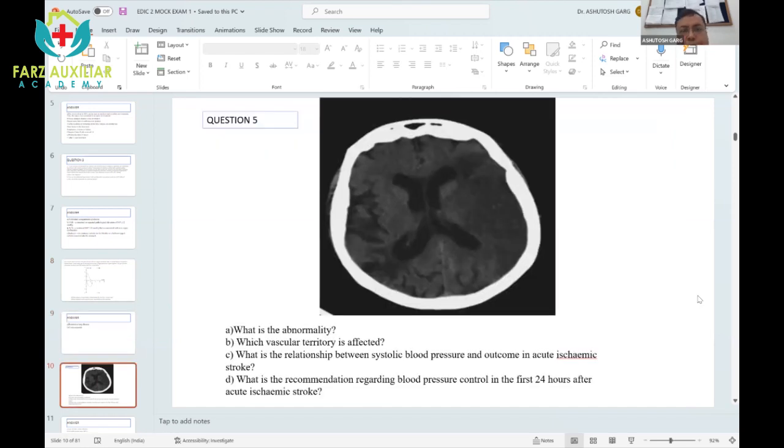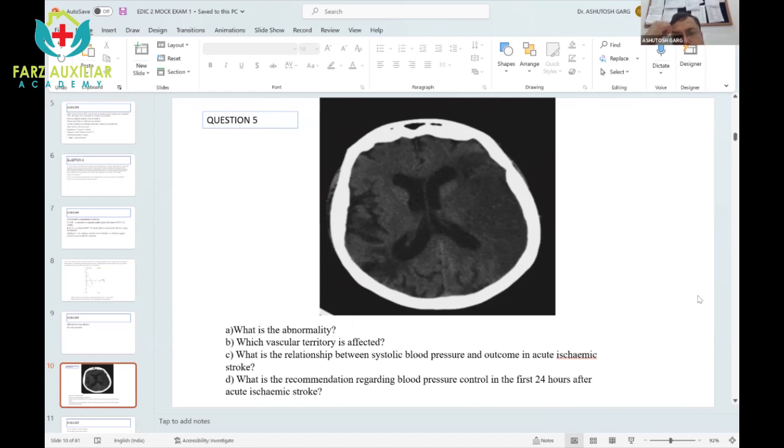What is this? Who will read? Yes, sir. It is a CT scan, which is showing, to my impression, on the left side a large infarct, and along with that some brain atrophy apparent on it, and some hydrocephalus. We can say not too marked.